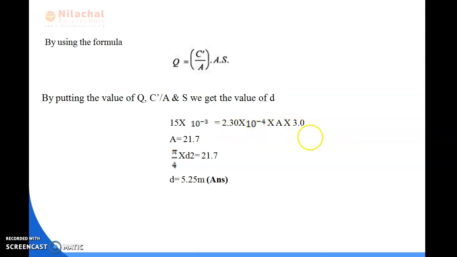So we have to find out the value of area into 3.0, that is S equals 3.0. So area is equal to 21.7. We have found this out.